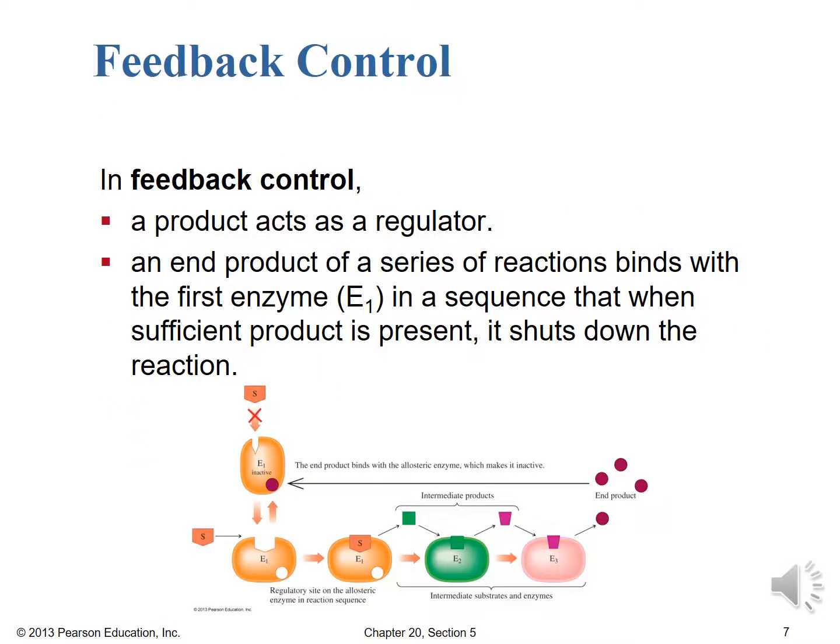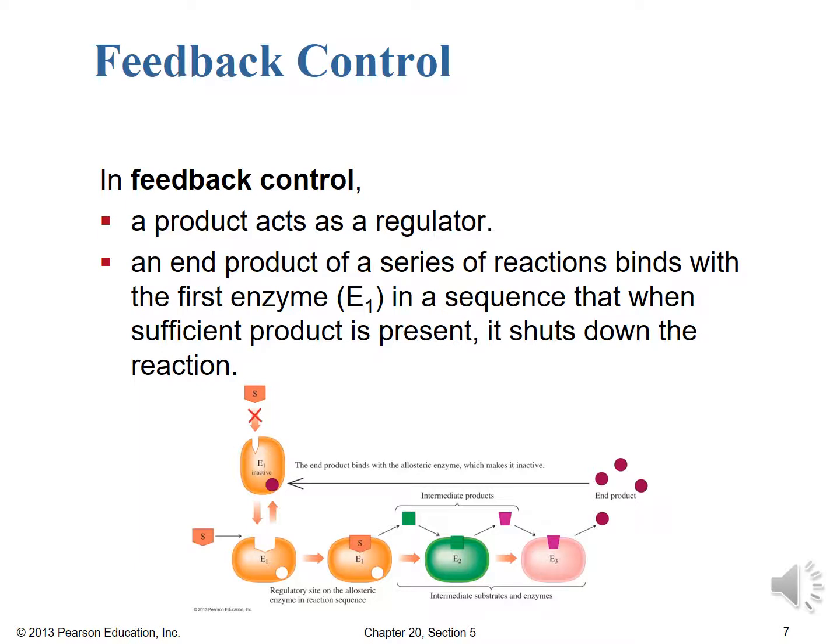So one example of the enzyme regulators would be a feedback control. In feedback control, a product acts as a regulator. An end product of a series of reactions binds with that first enzyme in a sequence so that when sufficient product is present, it shuts down the reaction. That's a really nice way to do things, right?